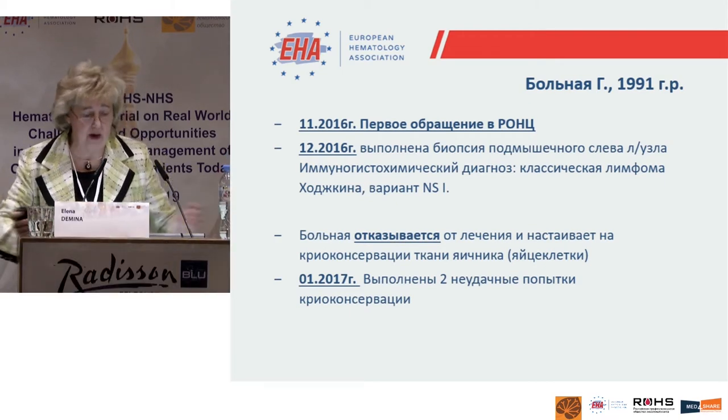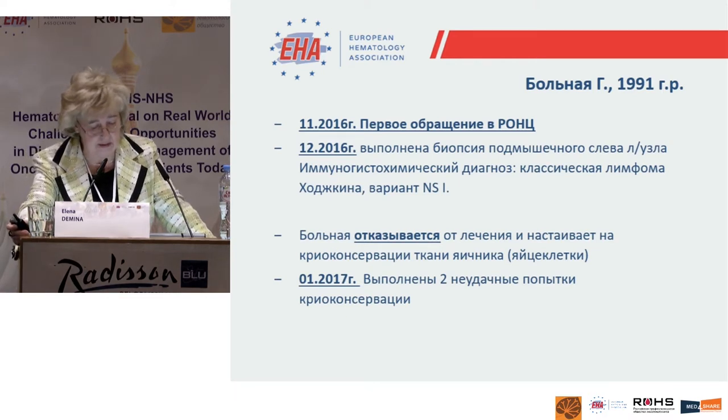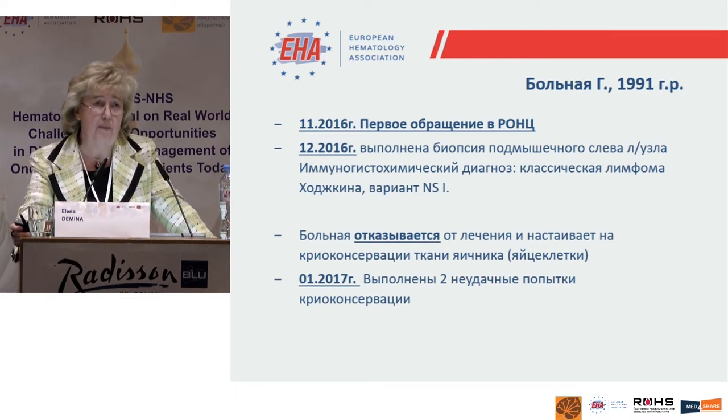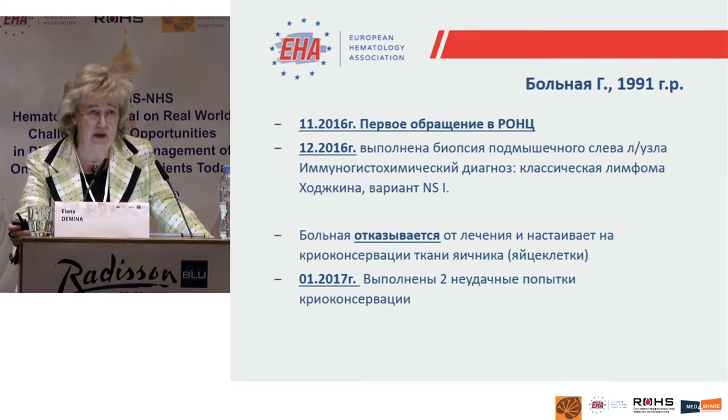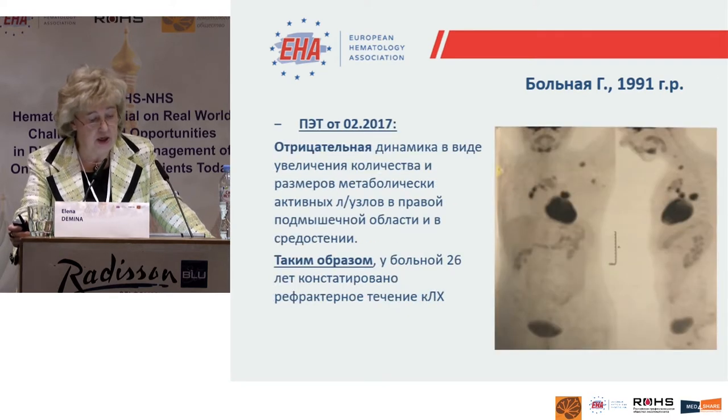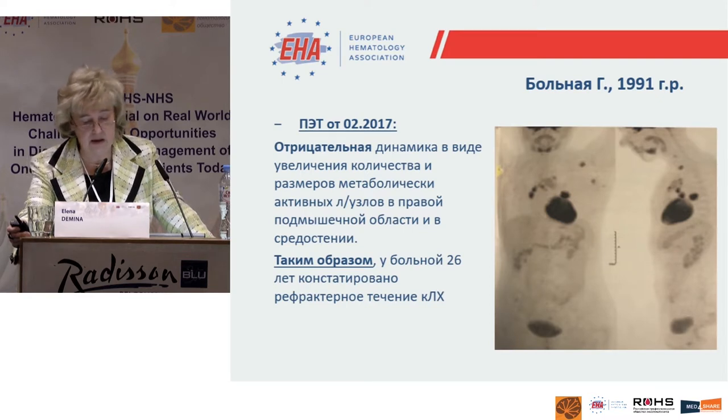проблема криоконсервации яйцеклеток, выполняются две попытки забора клеток и криоконсервации. Однако обе попытки оказываются неудачными. Через два месяца больной выполняется повторная ПЭТ и констатируется отрицательная динамика в виде увеличения количества и размеров метаболически активных лимфоузлов как в правой подмышечной области, так и в средостении. Таким образом, у больной 26 лет констатировано рефрактерное течение классической лимфомы Ходжкина.